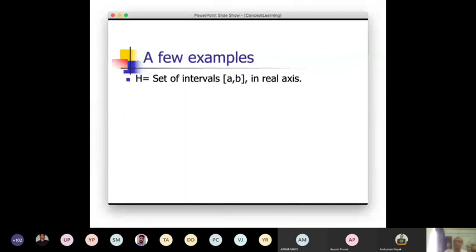Some of the examples that we can go through: suppose H is the hypothesis set of all intervals on the real axis. What does it mean? Suppose all the points within an interval are declared positive, and outside it all are negative. Now if I give you a certain set of points and you label them in different ways, what is the largest number that would be shattered by this H?